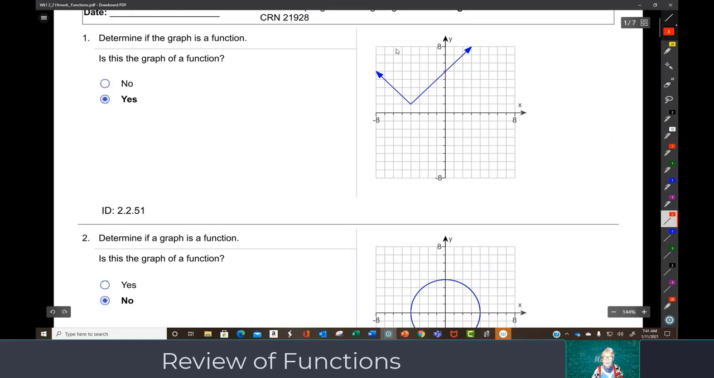But the vertical line test. I am going to draw vertical lines through a couple of different places on this graph. I'm going to attempt to make vertical lines.